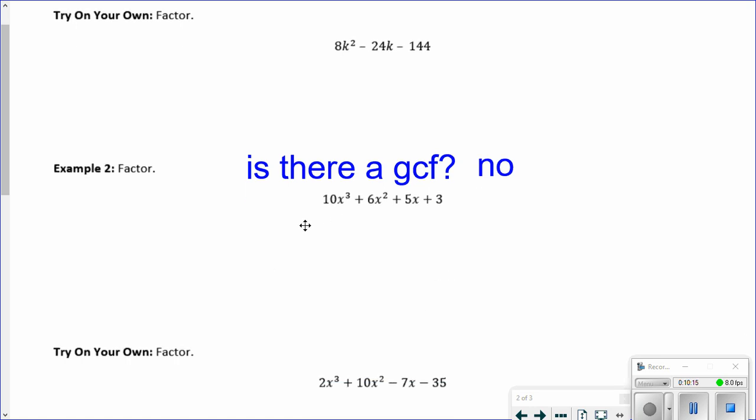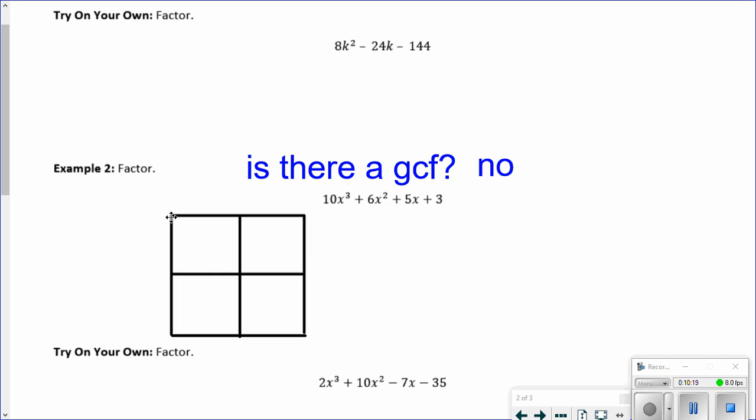Now, because I already have 4 terms, I don't need to worry about multiplying a times c or any of that nonsense. I can just go ahead and fill in my terms. So I've got 10x cubed, 6x squared, 5x, and 3. I tend to just go across the line, and it's easier to fill in that way. So now I can go ahead and find my GCF.